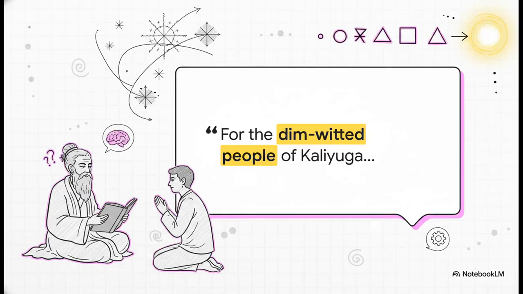So to get why this system even exists, we gotta rewind thousands of years. Sage Parashara was teaching the vast, super complex knowledge of astrology to his disciple Maitreya. And he had this massive realization. He basically saw that future generations, meaning us living in the current era or Kaliyuga, simply wouldn't have the bandwidth to synthesize thousands of complex astrological yogas. He playfully, or maybe literally, noted that for the dim-witted people of Kaliyuga, a simpler, unambiguous solution was needed. So, he gave us a brilliant mathematical shortcut.